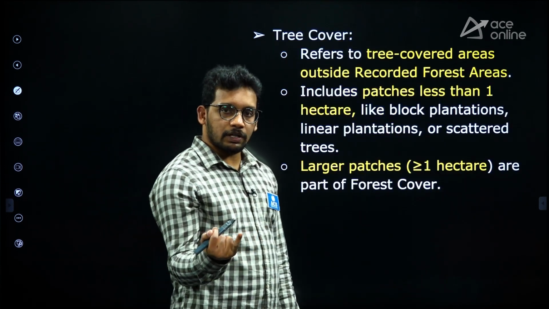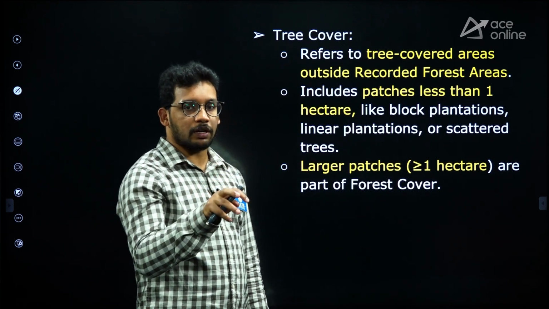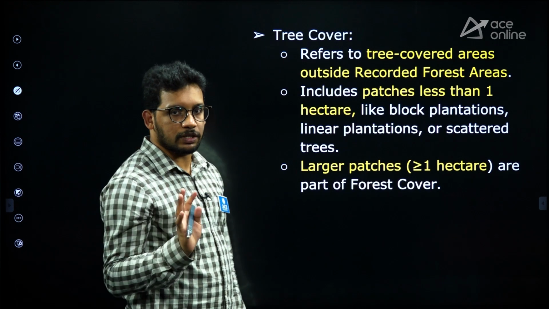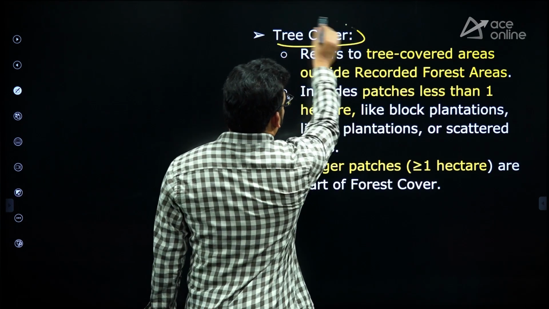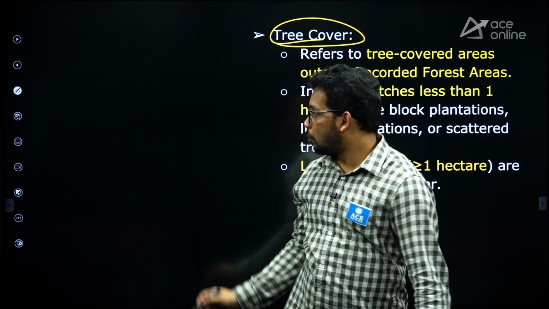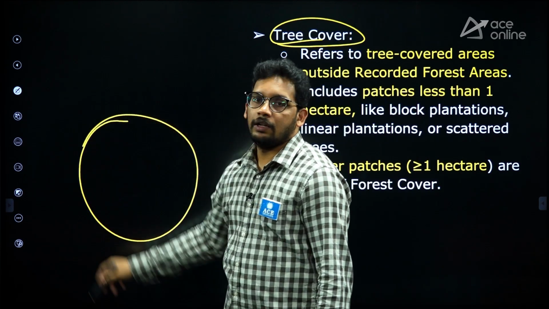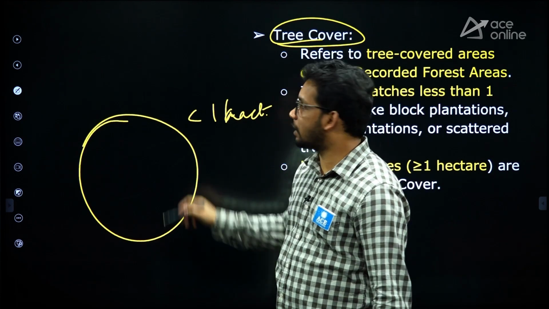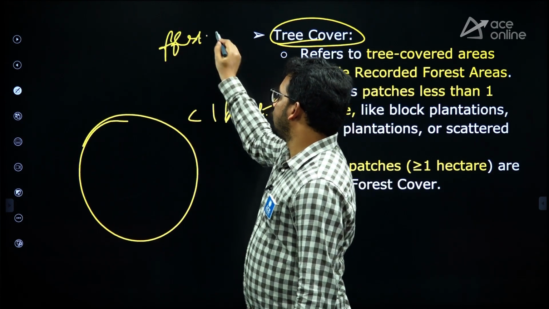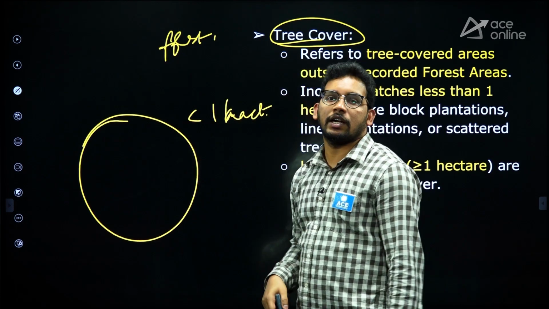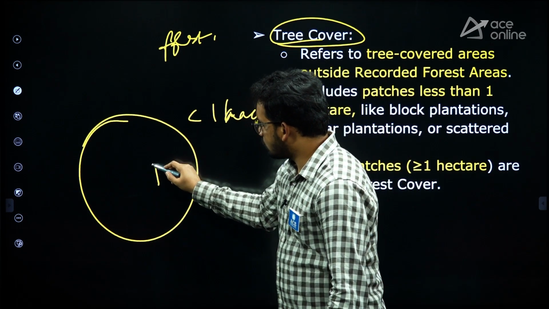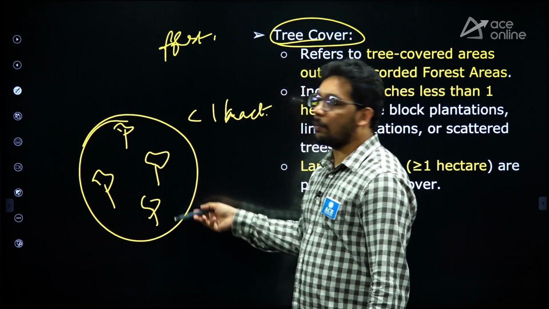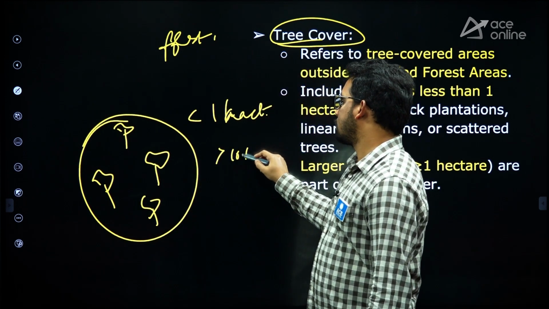We have seen forest cover, that is the actual 1 hectare, more than or equal to 1 hectare, and then at least 10% canopy. We have seen recorded forest, which is recorded in the government record, and then tree cover. Tree cover is those regions where the land is less than 1 hectare. If it is more than 1 hectare, then it can come under the forest. But if it is less than 1 hectare and there are trees, like 1 or 2, the canopy is not more than 10%, right?